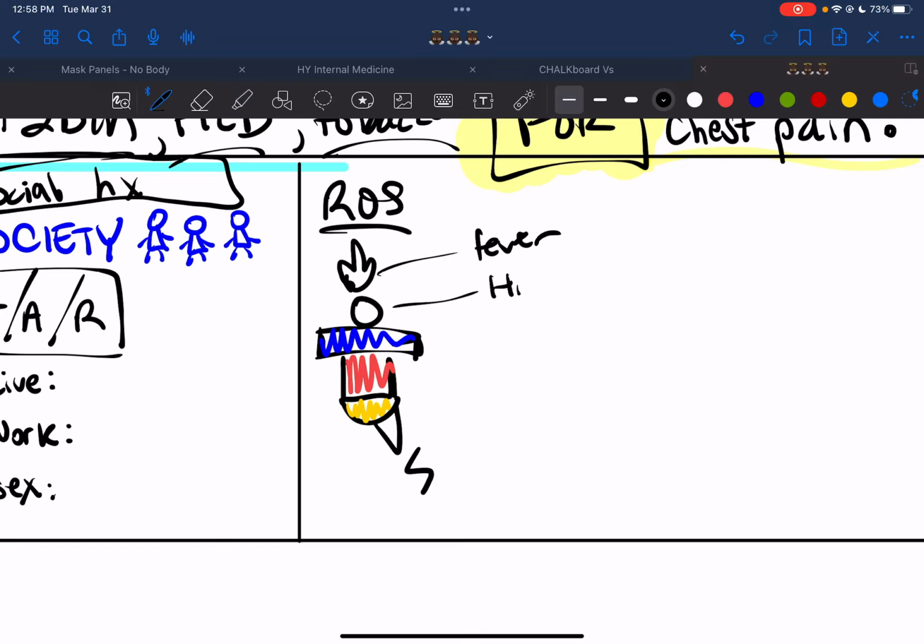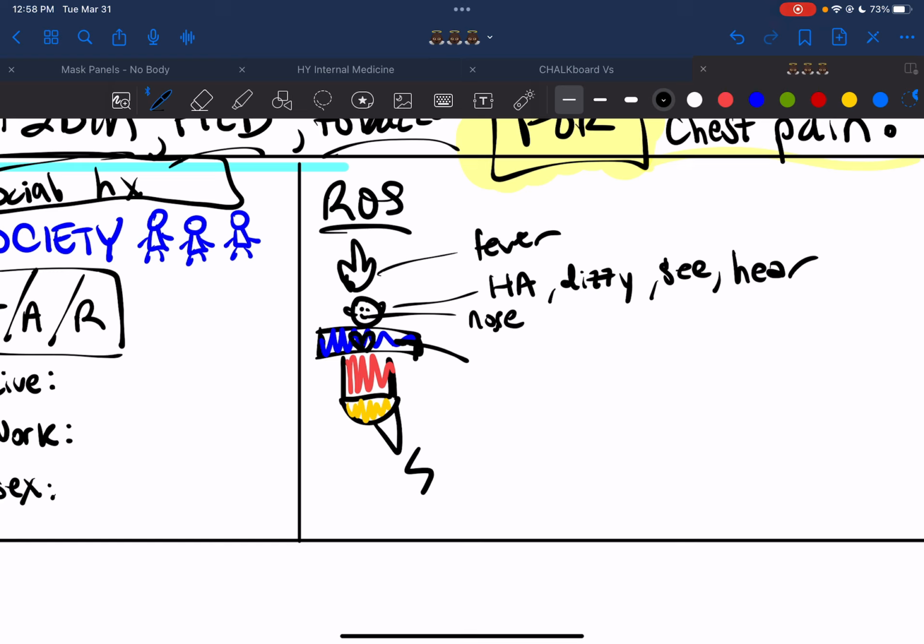No. Have you had headache or dizziness? No. And then your head also has your eyes, right? And ears. So have you had changes to your hearing or vision? No. Okay. Nose. Any runny nose or cough? No. Okay. Or sore throat? No.